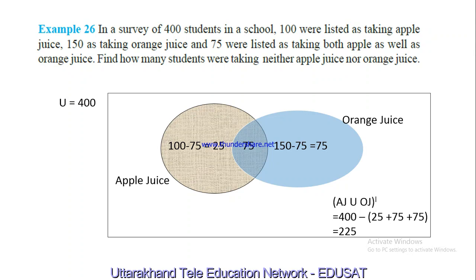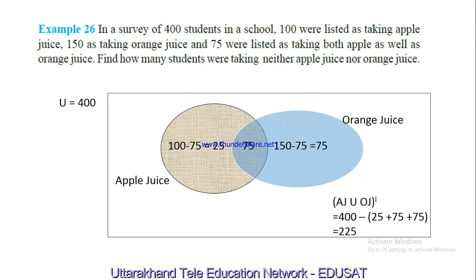Now have a look at the notation which has been shown here, bottom right of your screen, AJ union OJ and then in the bracket dash. What does this mean? This means the union of those who have apple juice or have orange juice. This union would include people who have only apple juice, both apple juice and orange juice, and only orange juice.